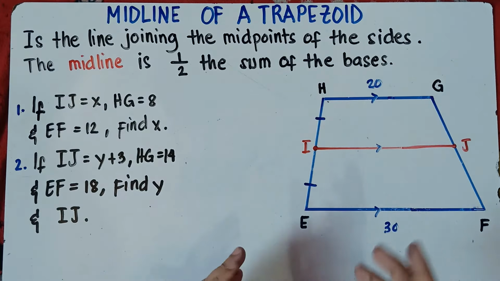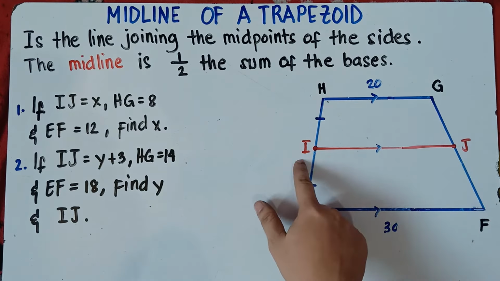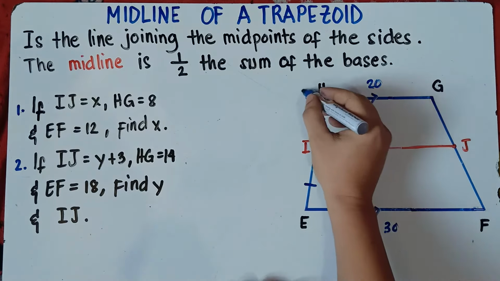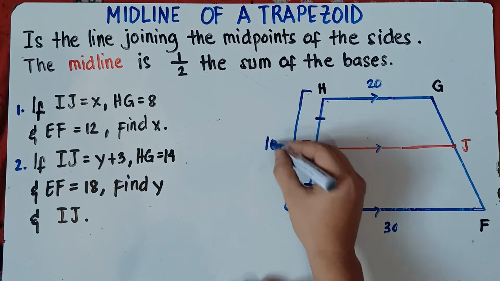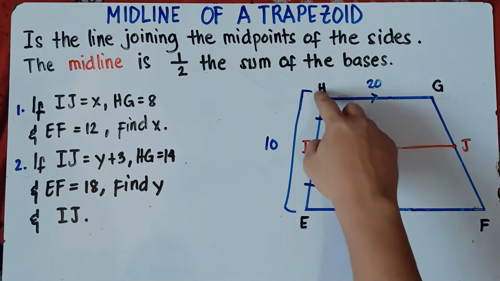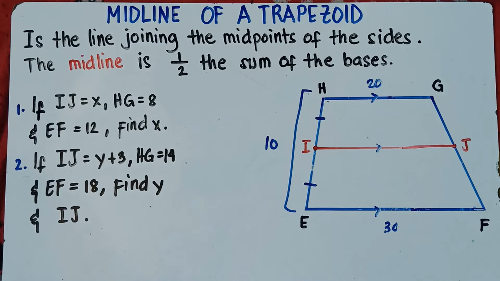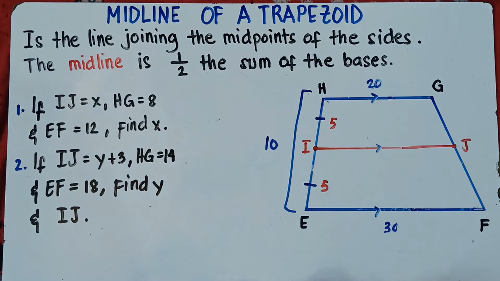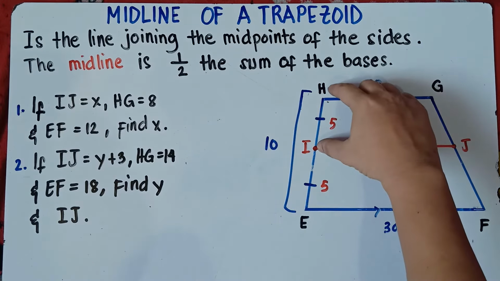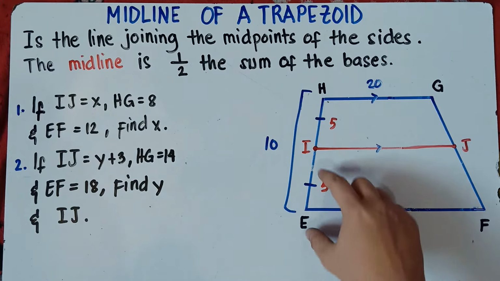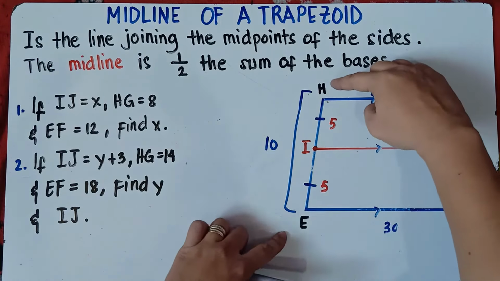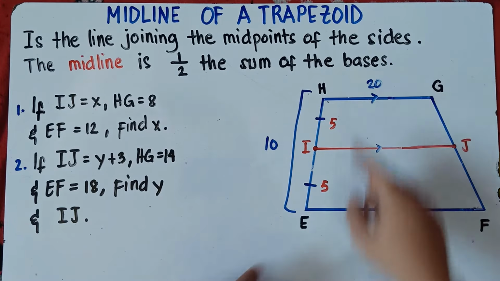Question, once again, why is that, sir? Because I is the midpoint of line segment HE. Therefore, if HE is 10, just an example class, what would be the value of HI? That's correct, HI should be 5, and EI should be 5, because line segment HI is congruent to line segment EI, because I is the midpoint of this line. So I hope you understand that one, class.